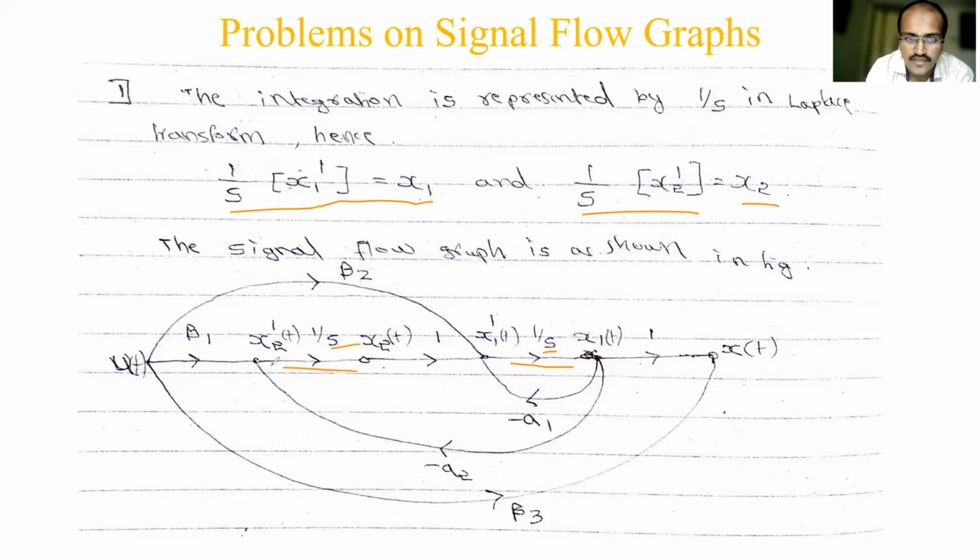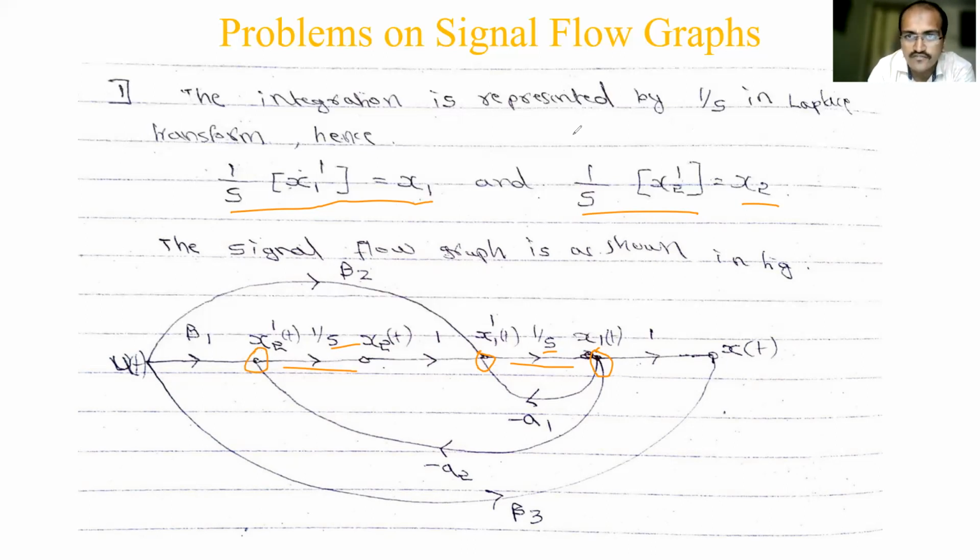U of t, X2 dash, X2, X1 dash, X1, X. So these are the 5 variables, and these are the coefficients beta 1, beta 2, beta 3, A1, A2. These are the algebraic relations where you have more than 2 signals, and it is satisfying the algebraic summation. So this is how signals are constructed here. So the signal flow graph is constructed now.